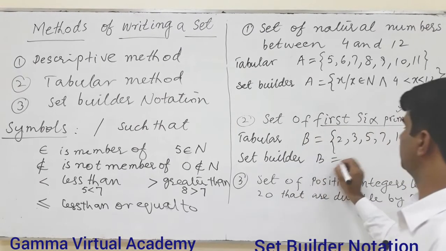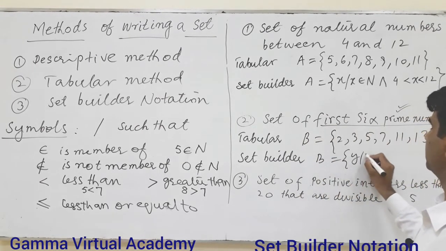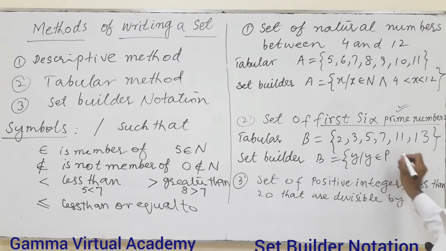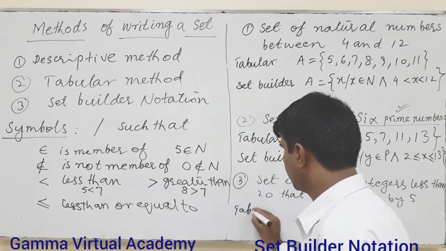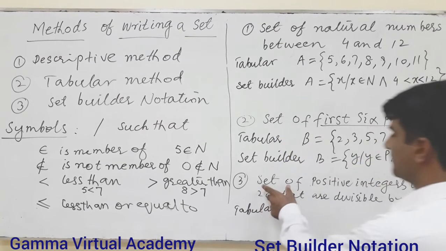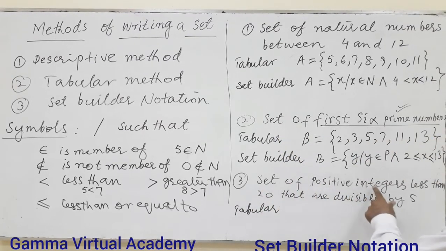And if we write in set builder notation, we write B is equal to the set of y such that y belongs to prime numbers and it starts from 2, x is equal to 2 or greater than 2 and x is equal to 13 or less than 13.